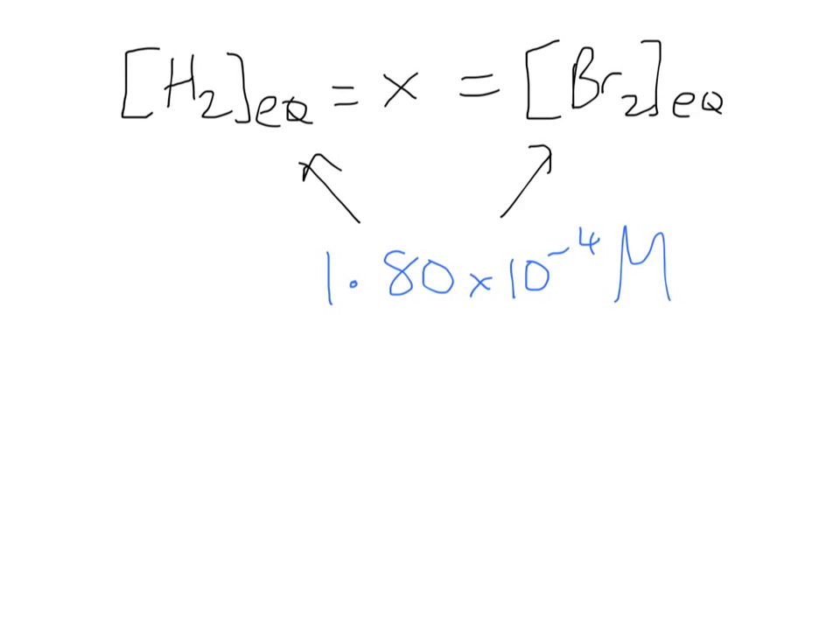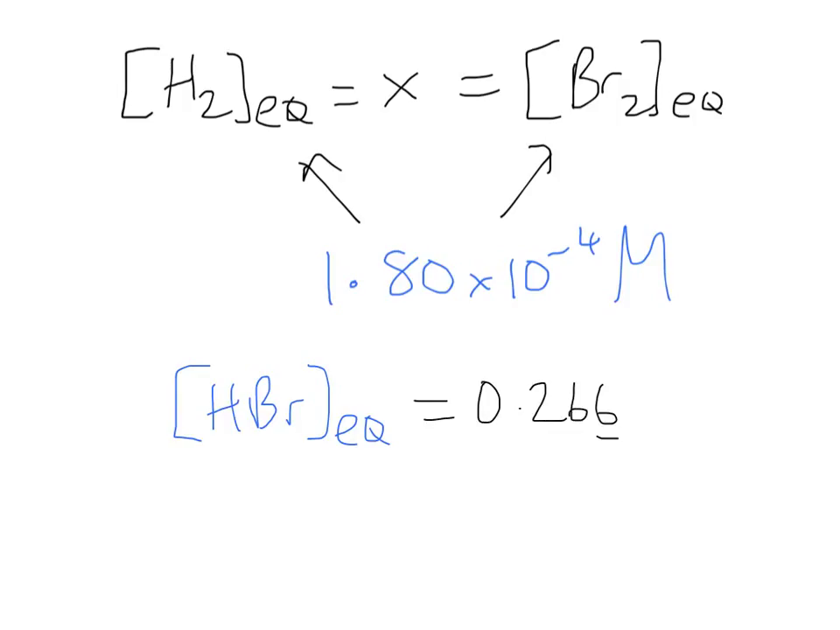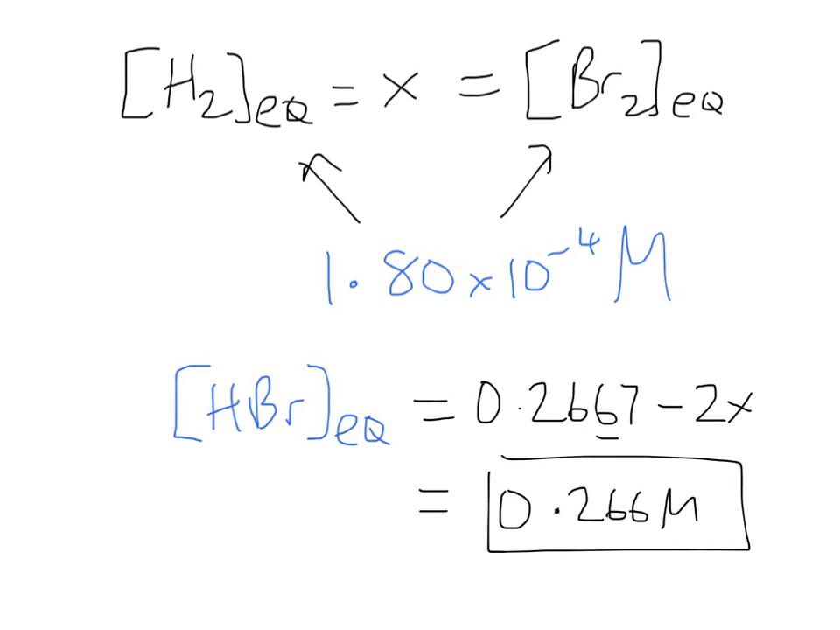So the third concentration we need is the concentration of HBr at equilibrium. And we know that that's equal to 0.2667 minus 2x. And if we go ahead and throw in x and double it and subtract it away, we get 0.266 molar as our final concentration.